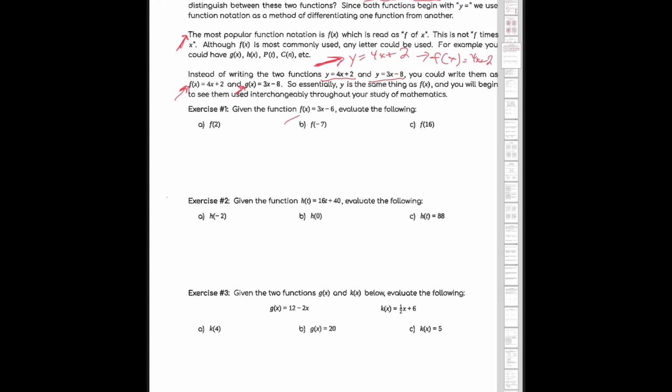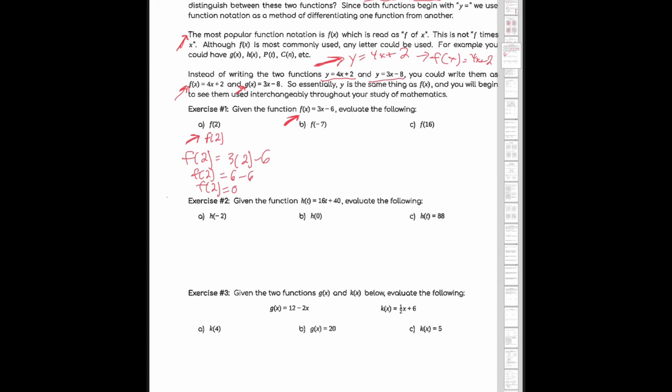So given the function f of x equals 3x minus 6, evaluate the following. Anytime we have f of a number, so for example, f of 2, all we're doing is plugging 2 in for x. So f of 2 would be 3 times 2 minus 6, 6 minus 6, that means f of 2 equals 0. So all that means is when we plug 2 in, what do we get?